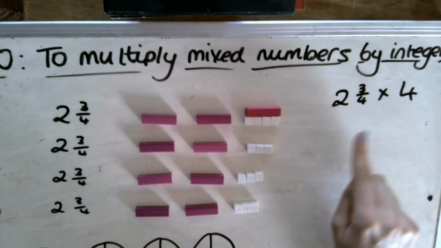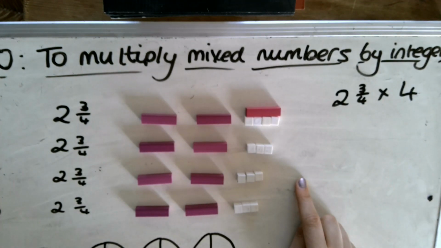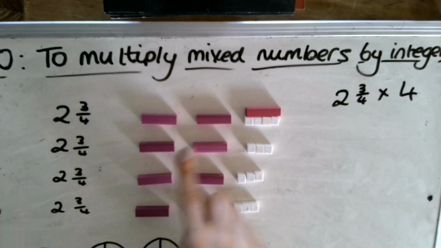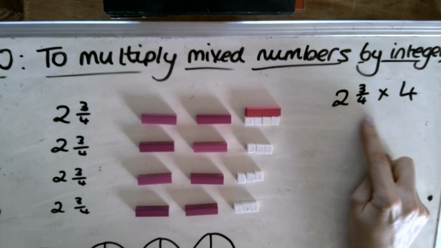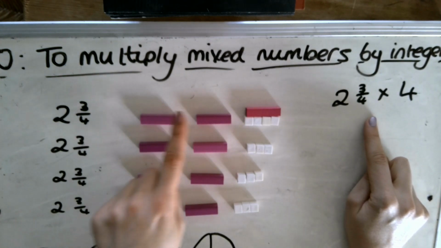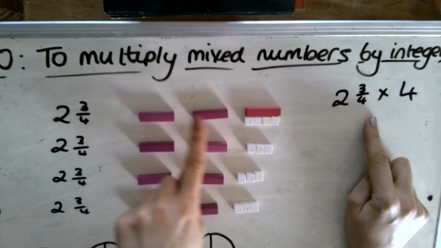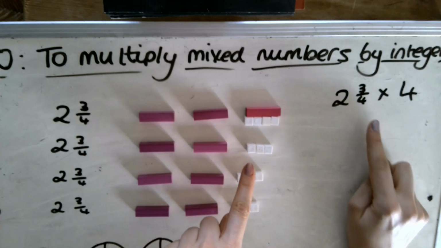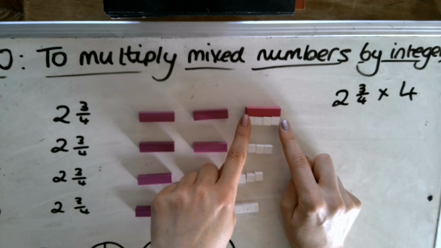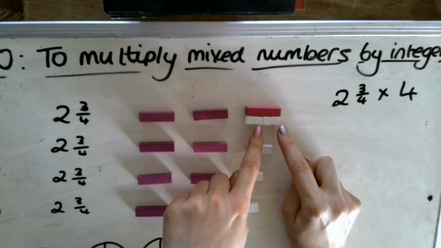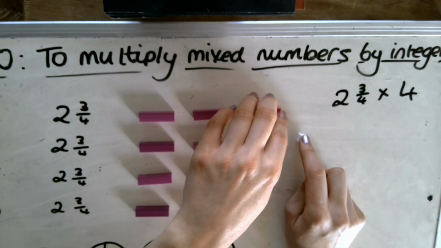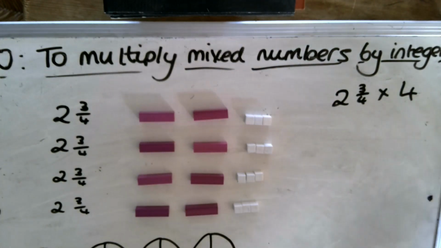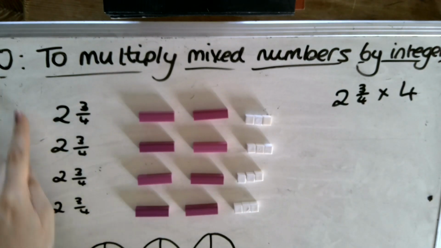So I have my Cuisenaire rods here, and I have shown 2 3/4 four times, because we want 4 lots of 2 3/4. The purple blocks are representing my whole amounts, 1, 2, and my white blocks are representing quarters. As you can see here, I have 4 white blocks which make one whole, but I only want 3/4, so I'm going to take 1 away. That was just to show you that the white blocks equal 3/4. So I have 2 3/4 four times.